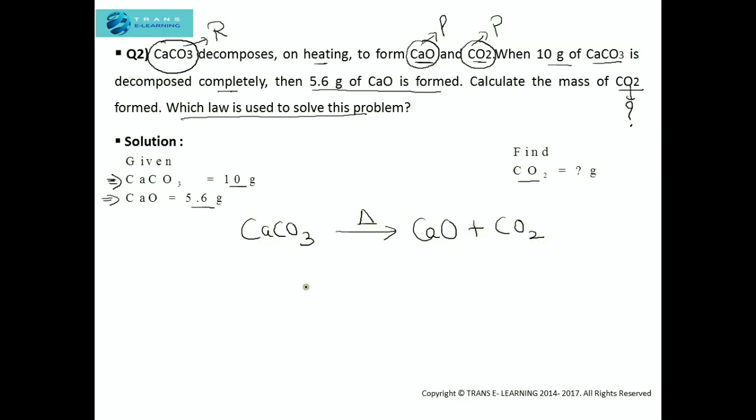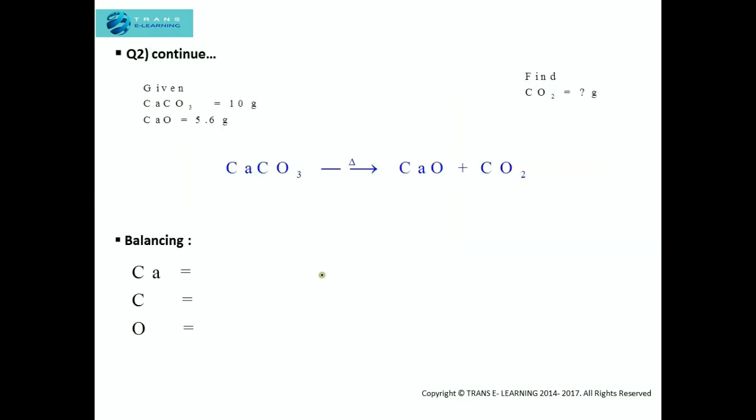So now we know the equation, and the question arises which law we will be using to solve this equation. First of all, we'll see whether this equation is balanced or not. If this equation is balanced, then we can apply the law of conservation of mass, because in the question, the mass of the reactant is given and the mass of one of the products is given. So it's easy for us to apply this law, provided the equation is balanced. If it is not balanced, we need to balance it in order to apply the law of conservation of mass. Let us balance this equation now.